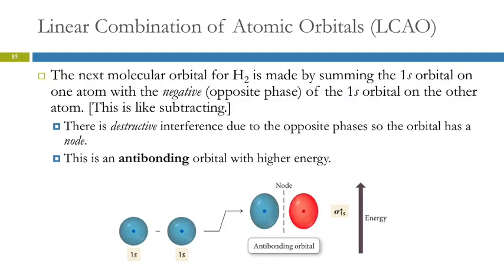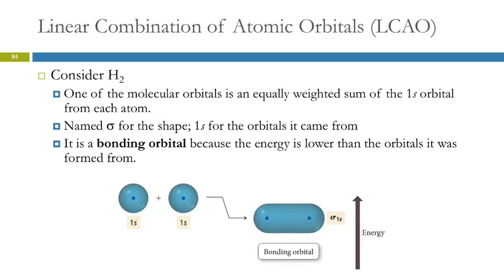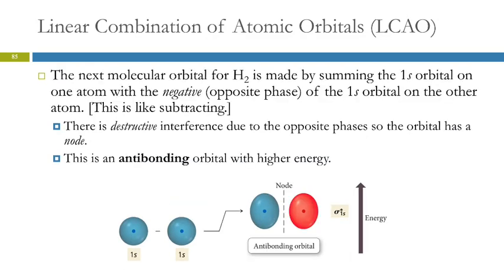The next molecular orbital is achieved by summing the 1s orbital on one atom with the opposite phase of the 1s orbital on the other atom. So here what we were doing is we're combining these two in phase. Remember, the orbitals really are like waves. They're wave functions. And so waves can constructively interfere or they can destructively interfere. So this is constructive interference of the two orbitals. This is like destructive interference of the two orbitals, where we're subtracting them or we're adding the opposite phases. And that gets us what's called an anti-bonding orbital.